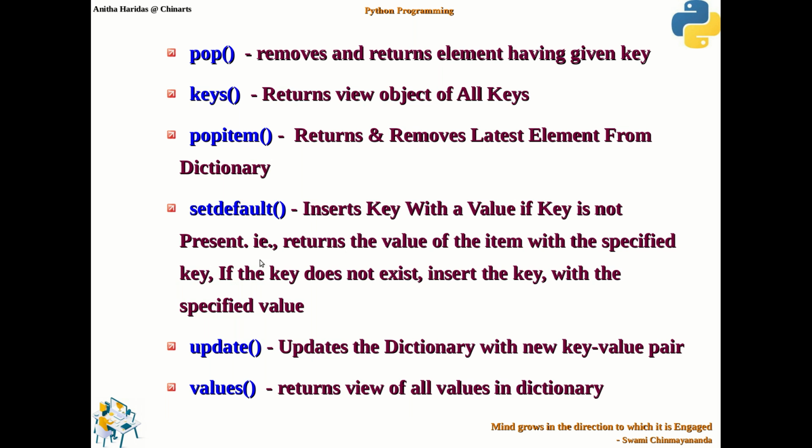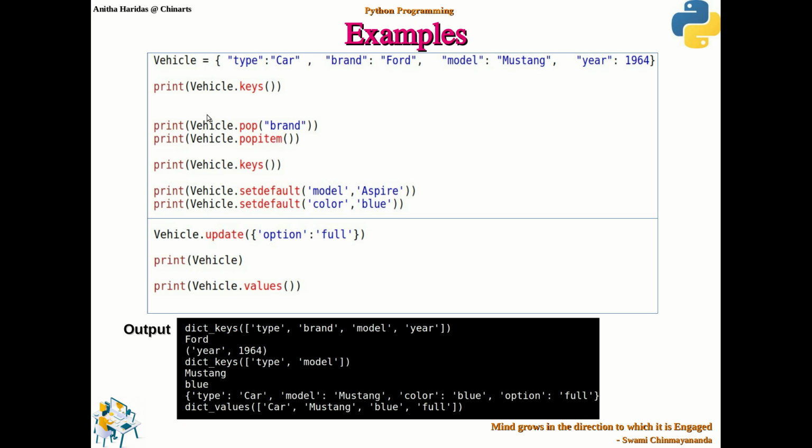Then these are the other set of methods available in dictionary: pop, keys, popitem, setdefault, update, and values. Pop is used for removing and returning the element having the given key, right? That means pop will take one argument, and whichever key you have given, that key value will be removed. We'll see an example here.